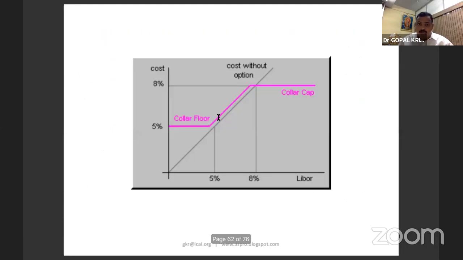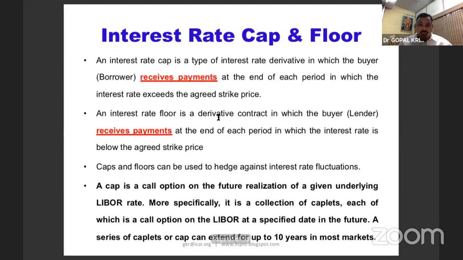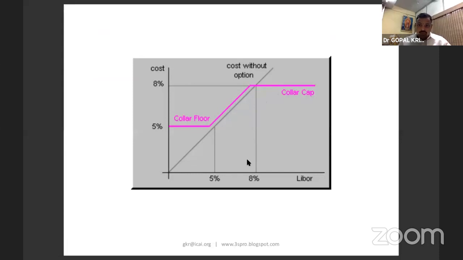Now, let me take you to the next one. Interest rate cap and floor. Now, please look at this diagram. Now, I am a financial institution. I have lent money to the retail market, thousands of customers. Now, as the interest rates are falling down, what will happen? My revenues will come down. So how do I protect my revenue?